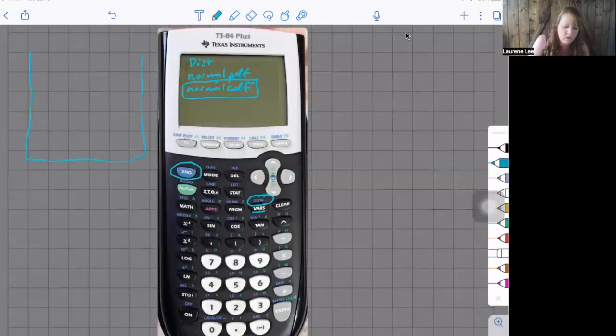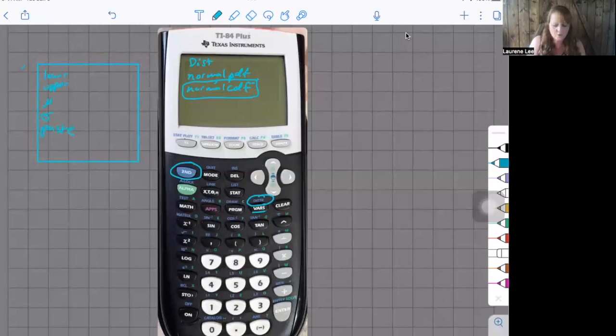Now, depending on if you have an old or a new calculator. If you have a newer calculator, it's going to prompt you. It's going to say lower, upper, mu, sigma, paste.